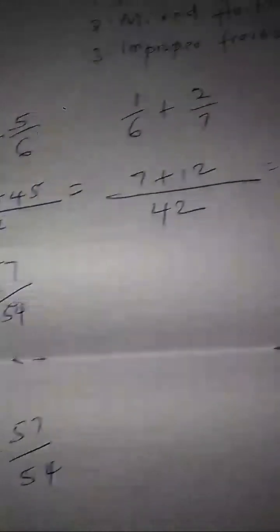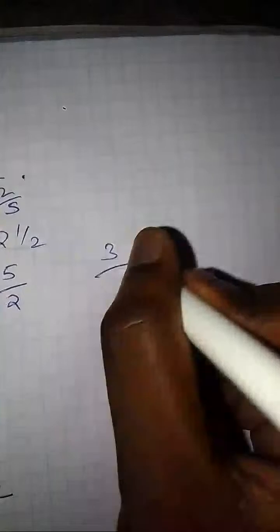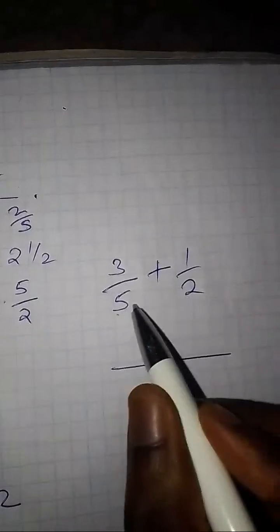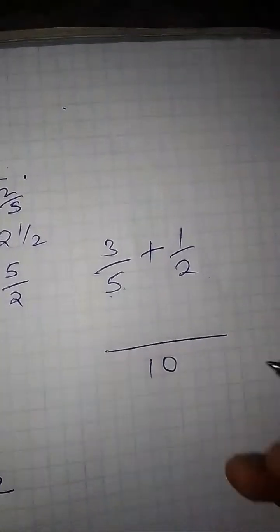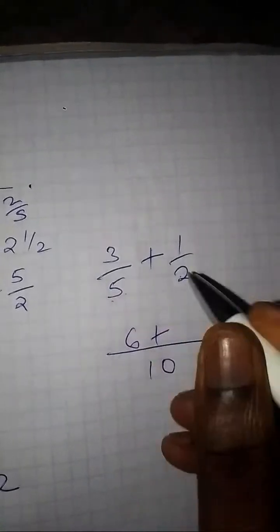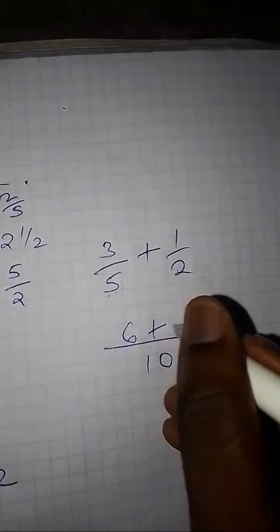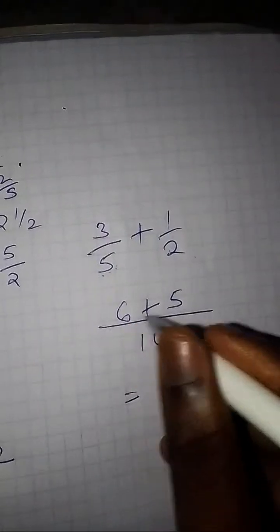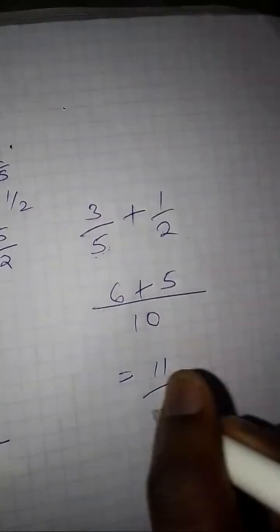Let me pick another one, the last one. Maybe you have 3 over 5 plus a half. Here you multiply the denominators, which is 10. Then from there you multiply 3 by 2, which is 6, then you add 5 multiplied by 1, which is 5. So there you shall have 6 plus 5 is 11 over 10.